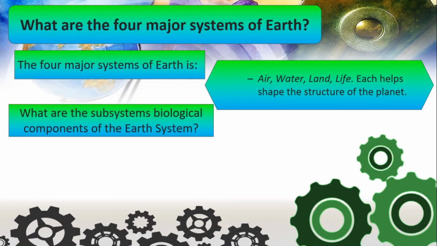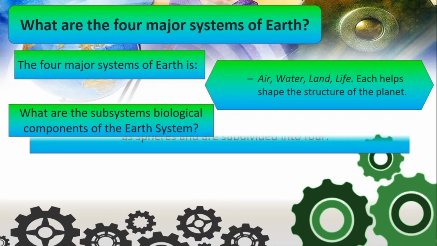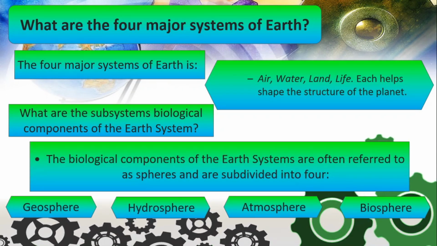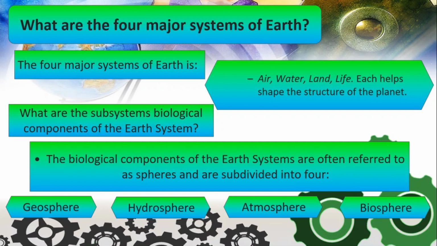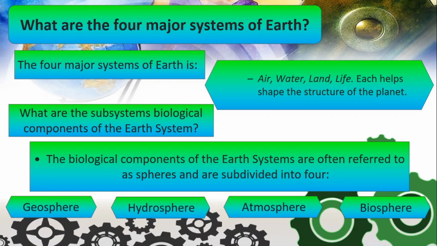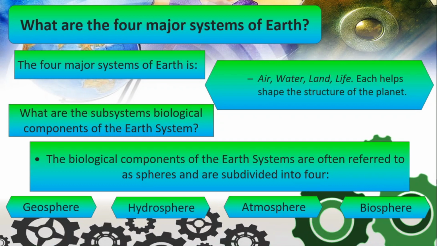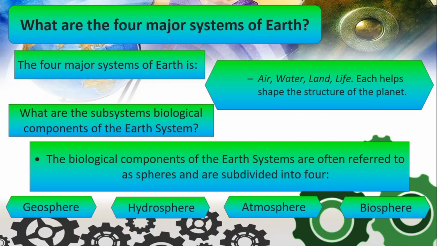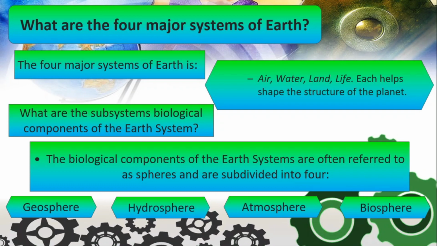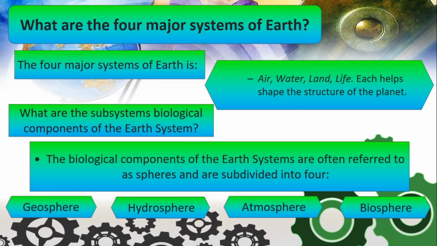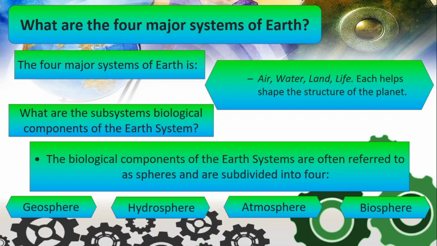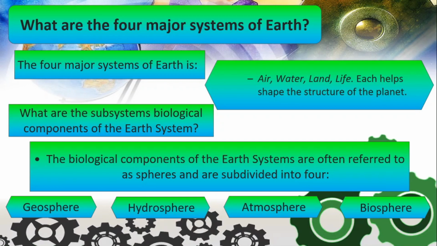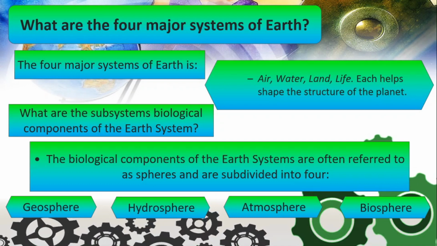So what are these subsystems, the components of the Earth system? They are often referred to as spheres and subdivided into four. First is geosphere, which consists of the solid earth like landforms, minerals, rocks, and soils. Next is hydrosphere, which includes the waters of earth such as oceans, lakes, rivers, glaciers, and water in the soil. Third, atmosphere.